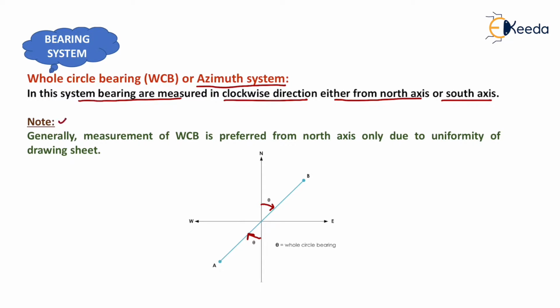Now one note is here that generally measurement of WCB is preferred from north axis only due to uniformity of drawing sheet. Now in general, in every book and everywhere in practical life, the WCB is measured from the north axis in clockwise direction. That's why we will always measure whole circle bearing from the north in the clockwise direction.